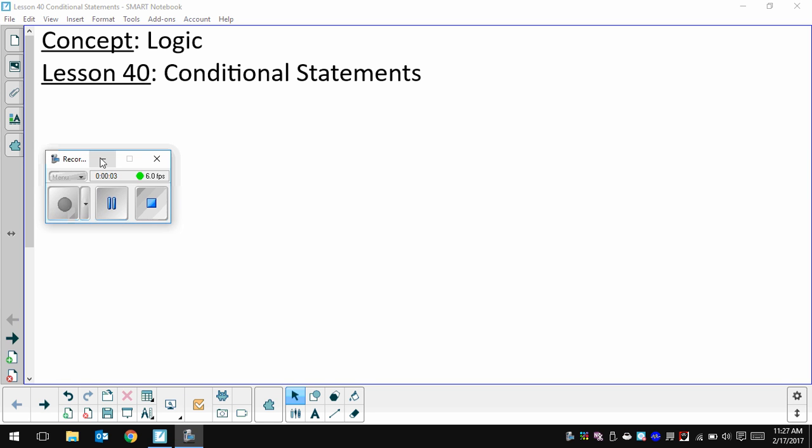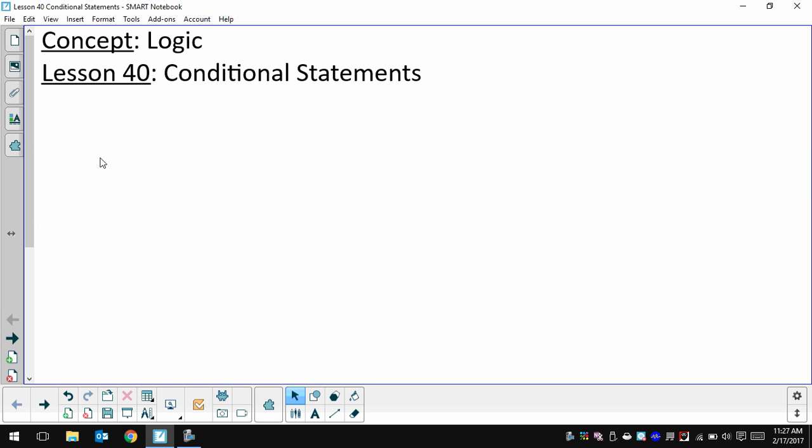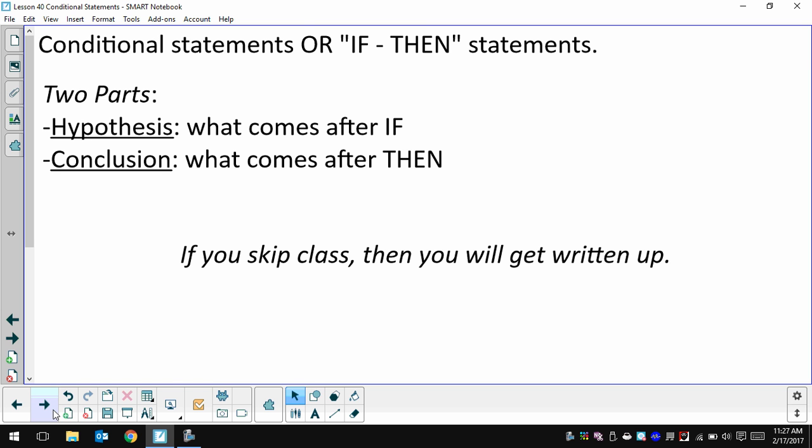Okay, today we're going to move on to a completely different topic, and we're going to talk about logic. So we'll start by talking about conditional statements, which we call if-then statements. That means these things are always going to start with the word if, and the word then is going to be somewhere around the middle.